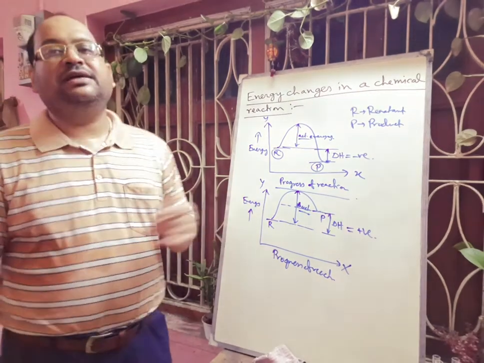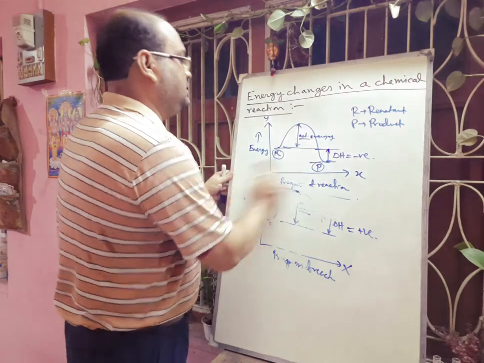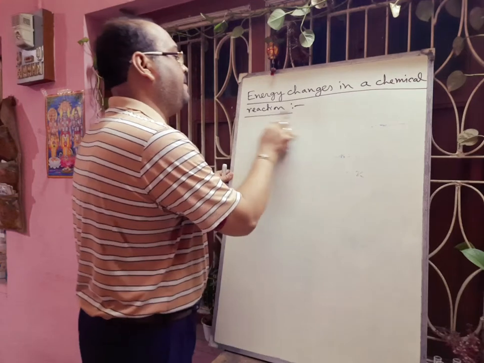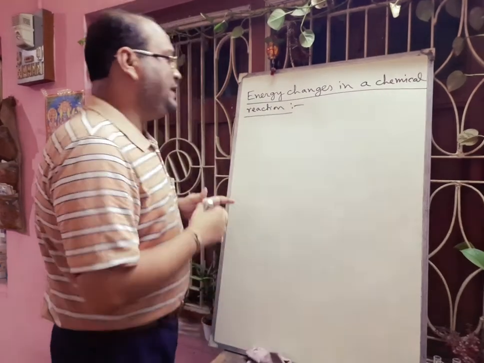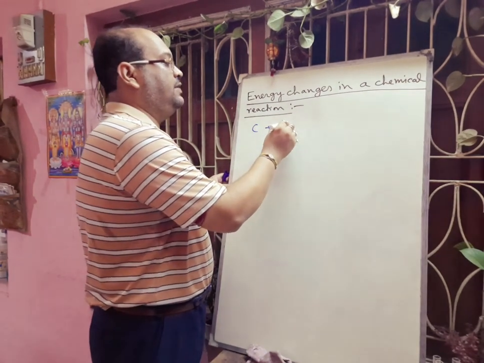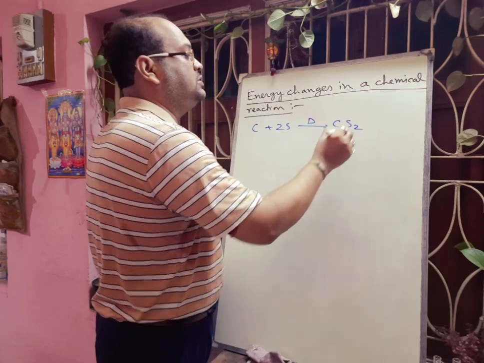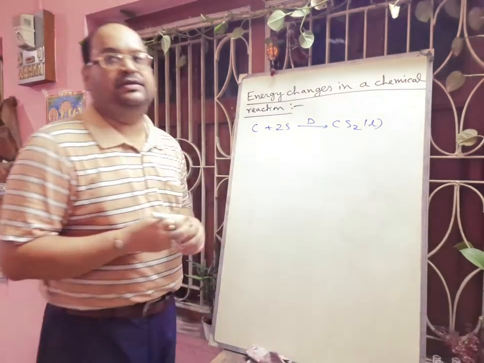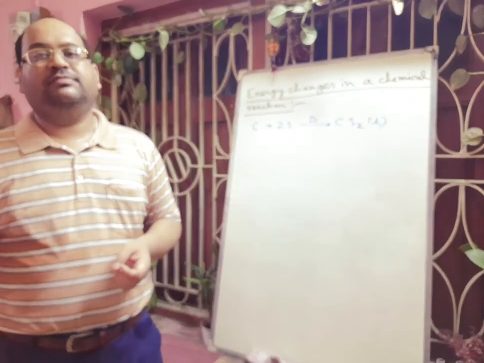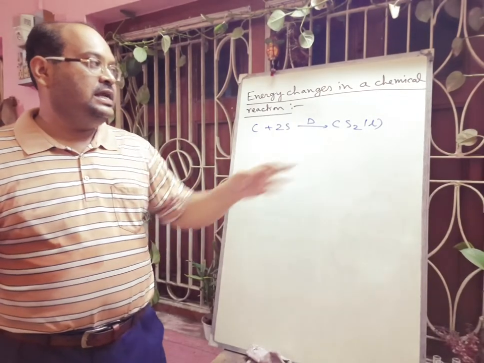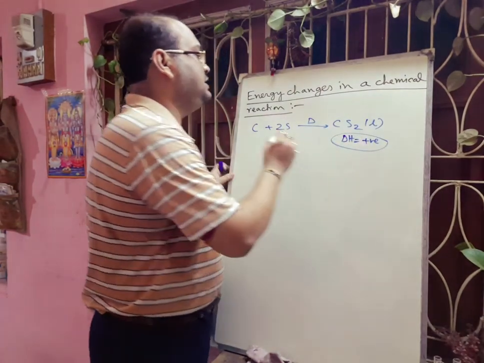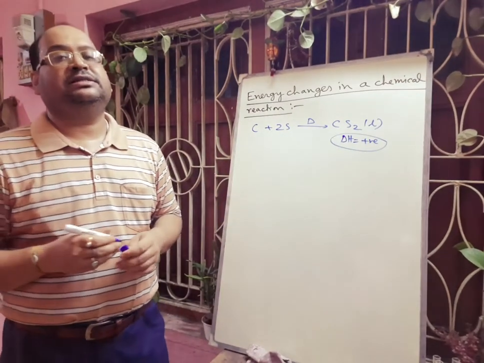So next I will give you some examples of the endothermic reaction. Suppose you take carbon and sulfur, you apply heat, and there will be formation of CS2, a liquid compound, carbon disulfide. So in the formation of carbon disulfide, heat is absorbed from the surroundings. So definitely here delta H is positive, that means it is a very good example of an endothermic reaction.